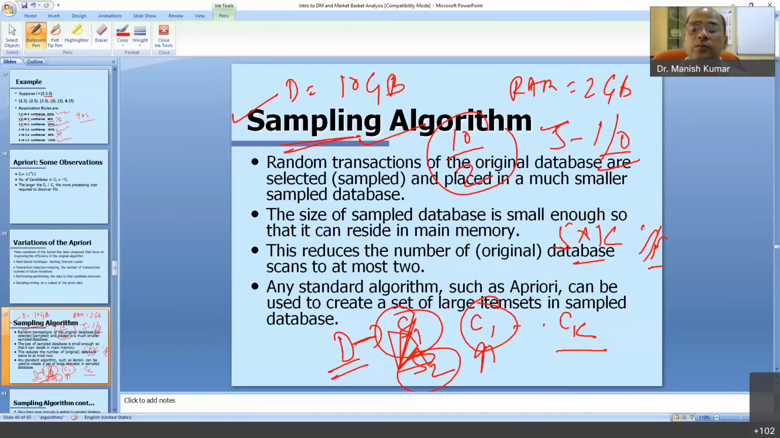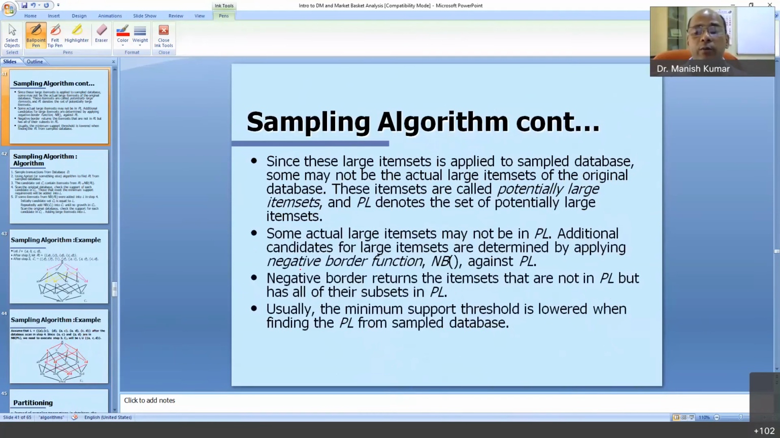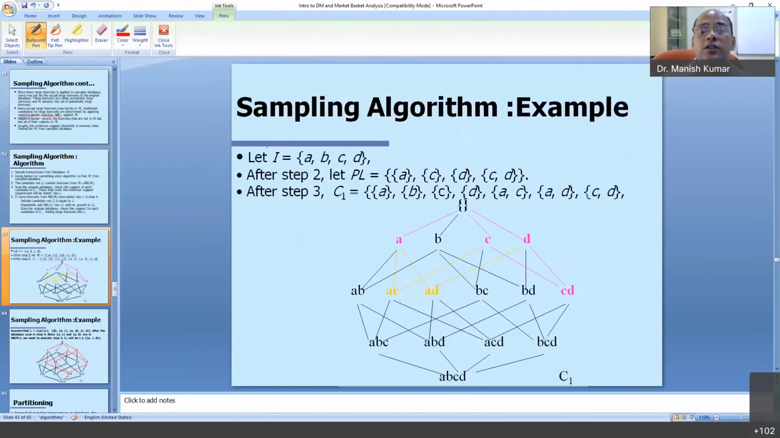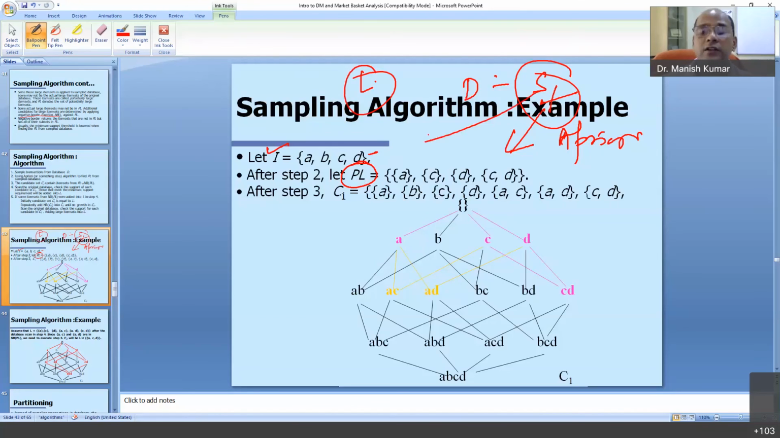To handle that, we make use of negative border functions. Okay. Let me give you an example. Suppose your I is this, you have applied it to the transactional data, and out of D you got a sample, sample 1. After applying a priori on sample 1, you get this potentially large data. Before, we called them large data sets; now I am saying potentially large because it is based on samples. So it is giving you that A, C, D and CD are most frequent.